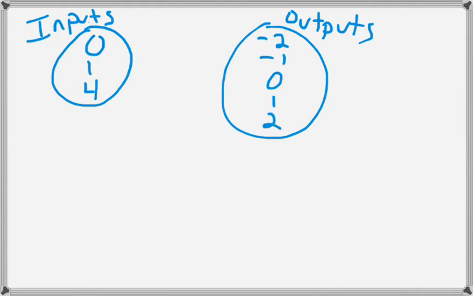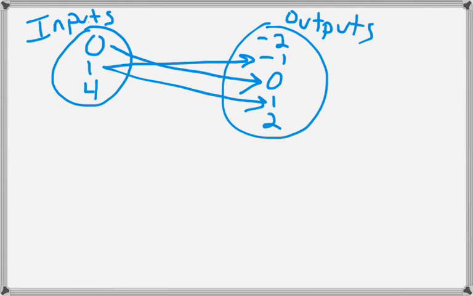And then we use arrows to designate which input is being associated with which output. So maybe the input of 0 gets mapped to an output of 0. We can map the input of 1 to the outputs -1 and 1. We can map the input of 4 to the outputs of 2 and -2.